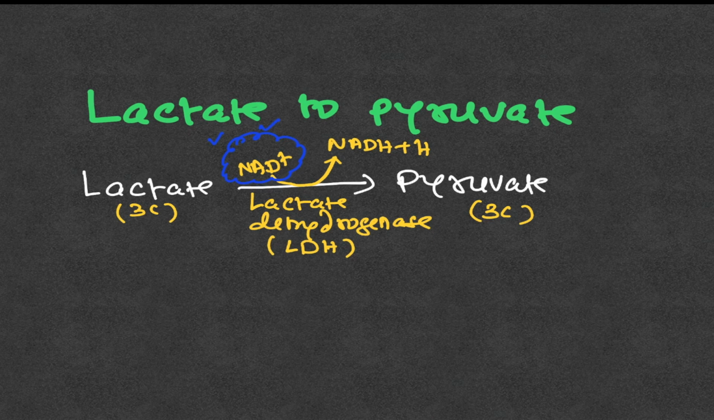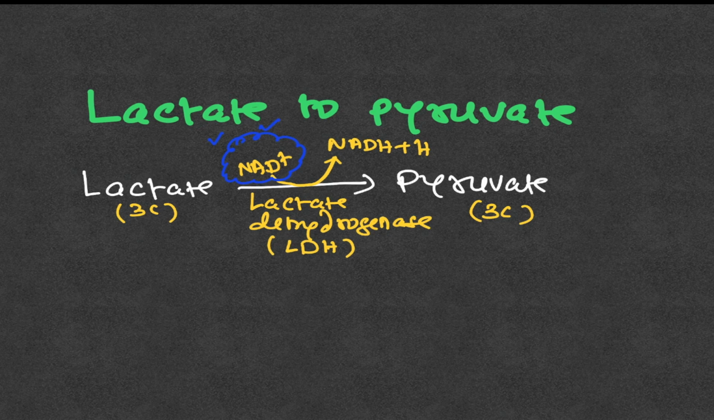Once you get pyruvate, as I have already explained in earlier slides, pyruvate enters into the mitochondria. In the mitochondria, pyruvate is converted to oxaloacetate by the pyruvate carboxylase enzyme, and oxaloacetate will be converted to phosphoenol pyruvate by phosphoenol pyruvate carboxykinase, and that is how it will go back into the gluconeogenesis process.